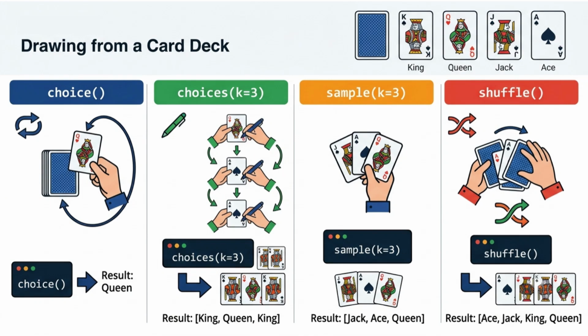Imagine a deck with king, queen, jack, and ace. Choice draws one card. Choices draws multiple cards and puts them back, so duplicates can appear. Sample draws multiple cards without duplicates. Shuffle simply mixes the entire deck.